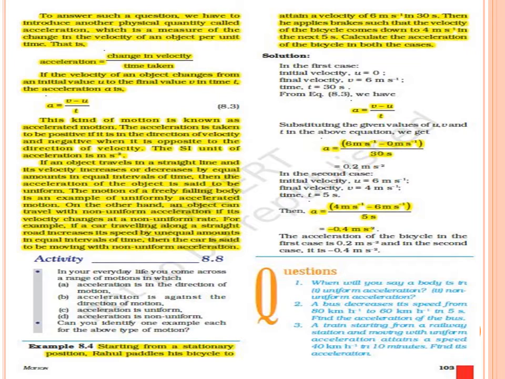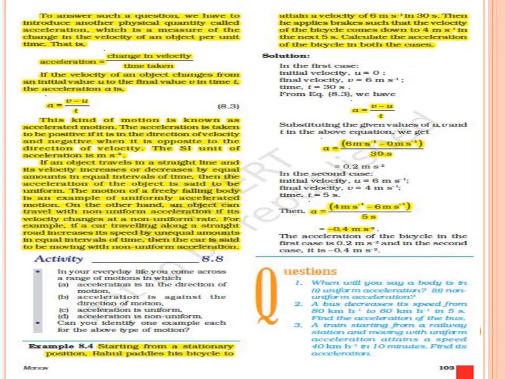Now this is the last numerical of today's class. In example 8.4 it is said that starting from a stationary position, Rahul pedals his bicycle to attain a velocity of 6 meter per second in 30 seconds. So write down the time: the time is 30 seconds, and he attains a velocity of 6 meter per second. Initially he started from a stationary position, so his initial velocity u is 0 meter per second, final velocity v is 6 meter per second, and t is equal to 30 seconds.